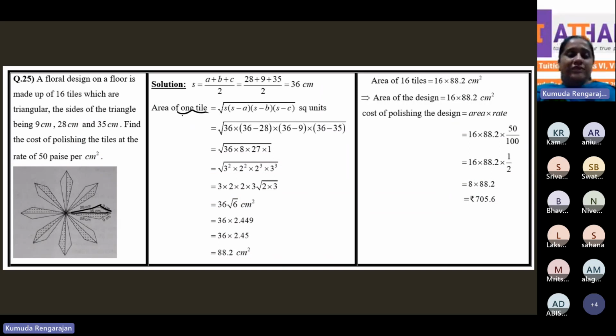So you need to find the area of one tile. That's one triangular tile. You get something like this and multiply that by 16 to find the area of the design, or all the 16 tiles. To find the area of all the 16 tiles, you should just multiply this answer by 16.